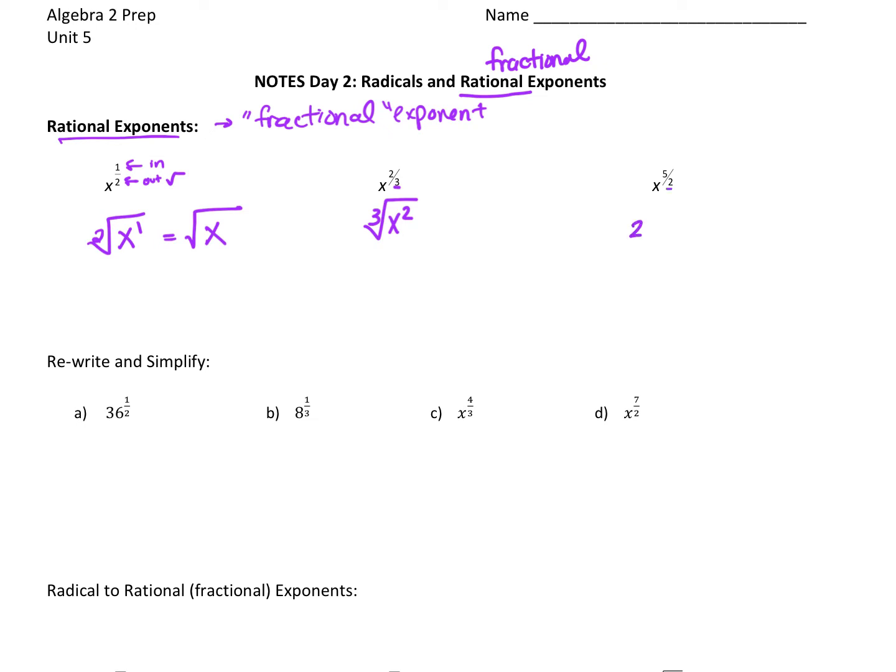Again, 2 on the bottom means it's the square root of x to the 5th, but we don't write the 2, we just write it as the principal root, x to the 5th.